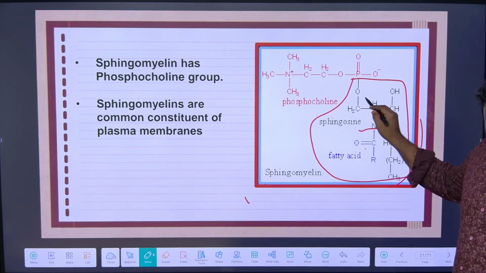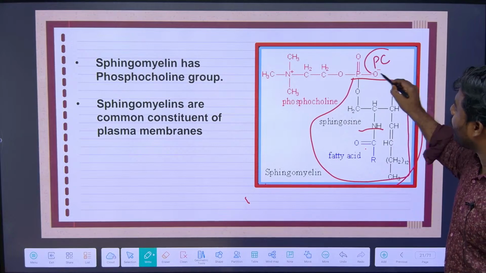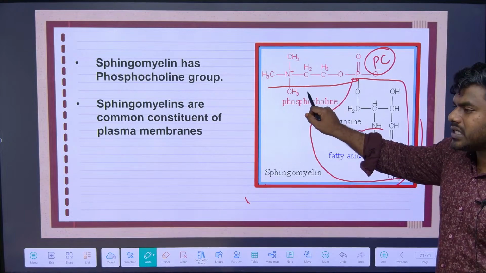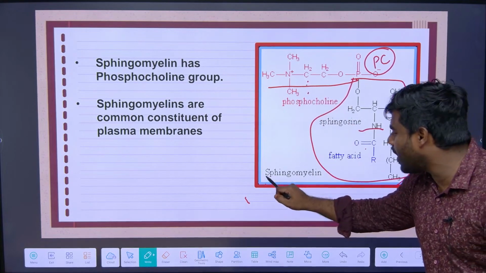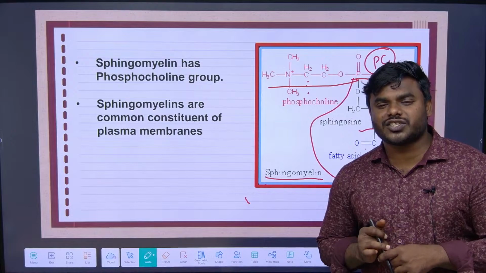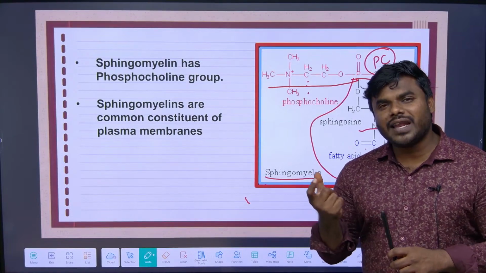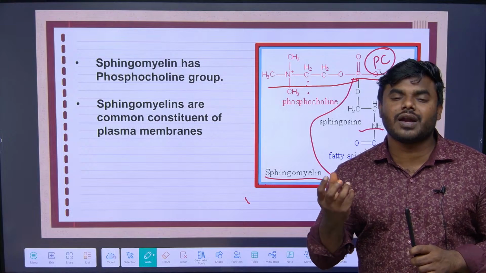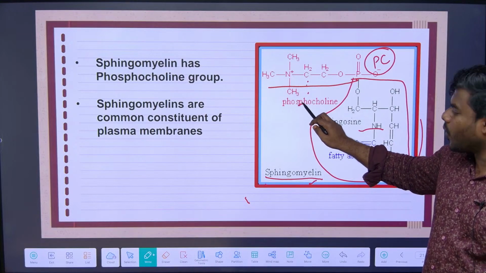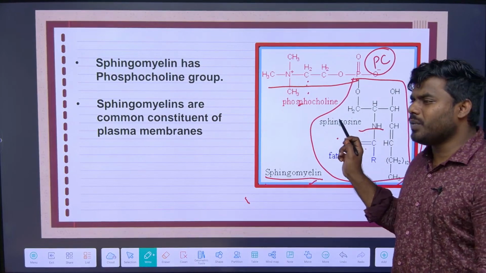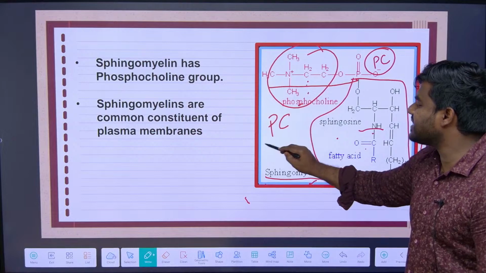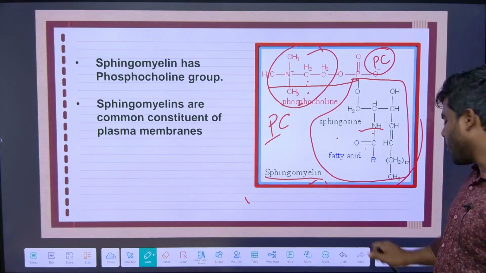If this ceramide has a head which is phosphocholine, this is the structure of phosphocholine. If the ceramide has phosphocholine as its head group, we call it sphingomyelin. We all say our neurons contain what sheath? Myelin sheath. Correct? Myelinated neurons can be easily protected from chemical and mechanical injuries. So sphingomyelin is generally made up of phosphocholine plus ceramide. In very simple words, if ceramide contains phosphocholine, PC, as its head, that is what we call sphingomyelin.